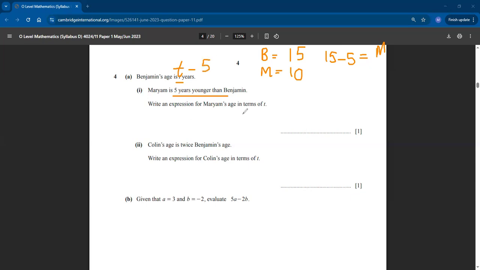So what is Mariam's age in terms of t? It's going to be t minus 5. So Mariam's age is going to be t minus 5, because no matter what Benjamin's age is, we're just subtracting 5, right? I gave you an example over here.